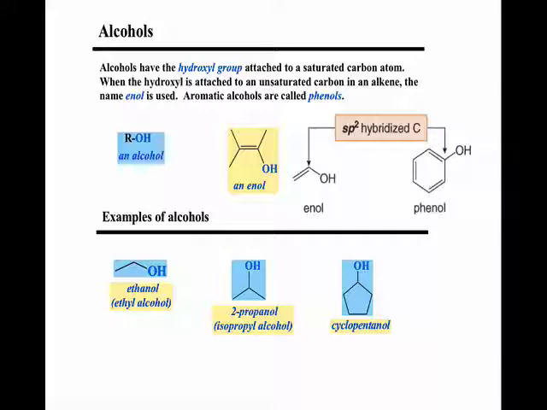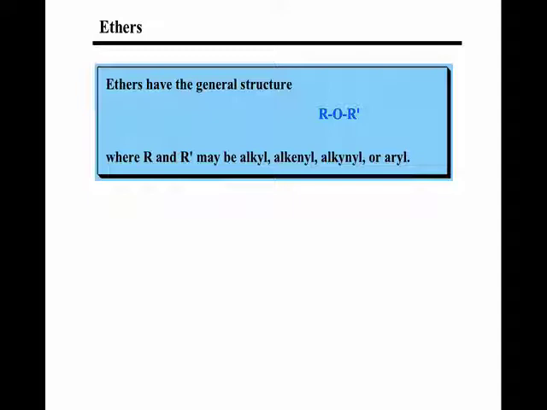And then, of course, we can have enols and phenols, where you'll notice that the OH is always attached to an sp2 hybridized carbon. Ethers, Anna mentioned that that's ROR, right? Here it says ROR prime. The R's can either be the same or they can be different. But they can be alkyl, they can be alkenyl, they can be alkynyl, or they can be aryl. Aryl meaning aromatic. So just any carbon group attached, as long as it's not part of a carbonyl, we're in a situation where we can have ethers.